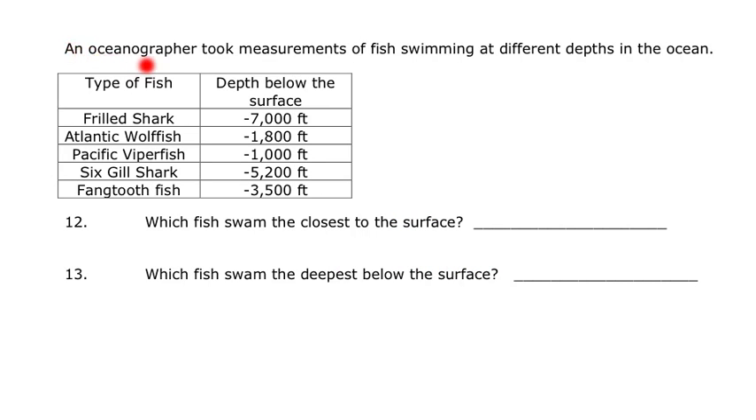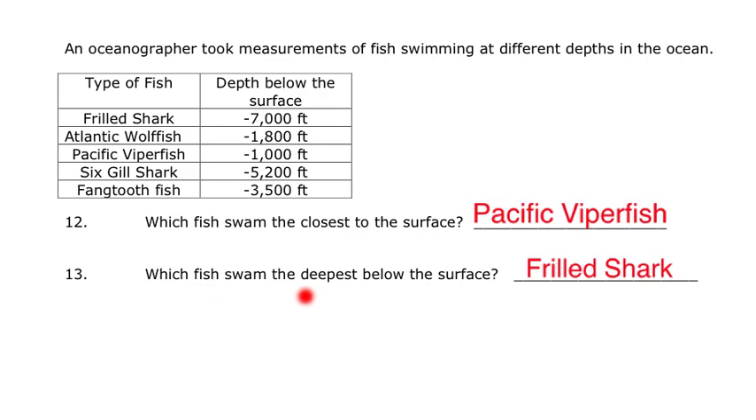Next, an oceanographer took measurements of fish swimming at different depths in the ocean. Which fish swam the closest to the surface, and which fish swam the deepest below the surface? Question number 12. Which fish swam the closest to the surface? So which one came closest to 0? And that would be the Pacific viper fish. And then which one swam below the surface? And the deepest one was the frilled shark.